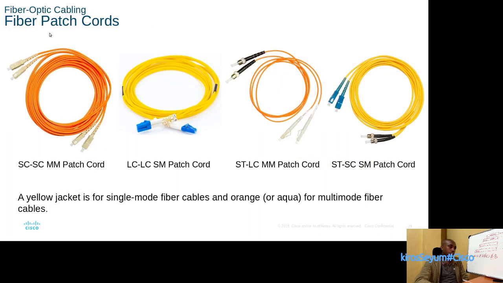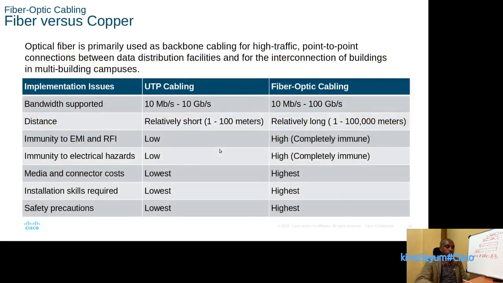And there are different patch cords in fiber. The interconnection name comes from their connector type. SC, one side is SC, the other side also is SC. LC, LC, and you can have different types of cable interconnection.